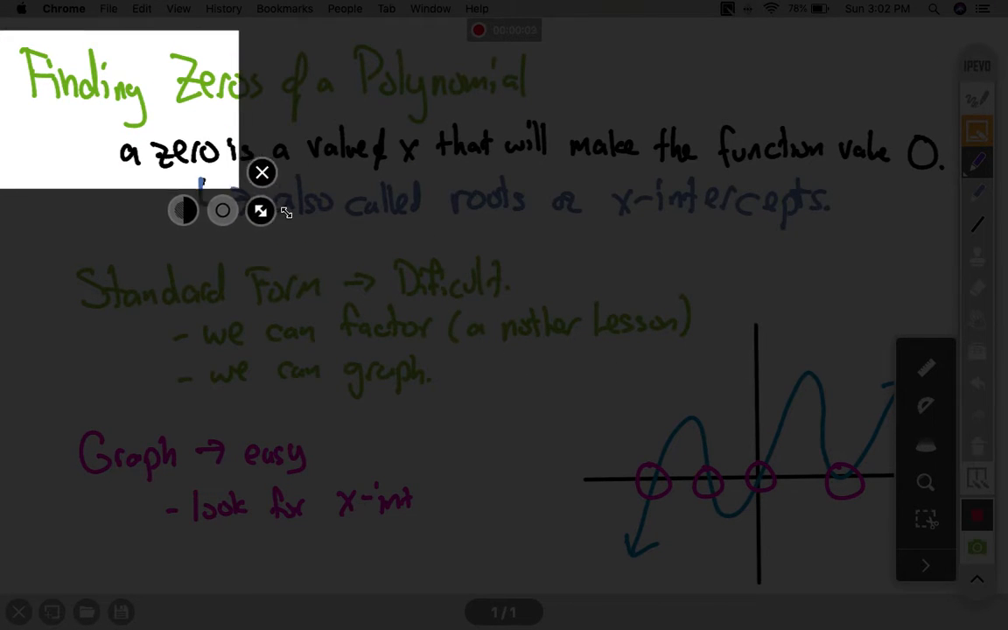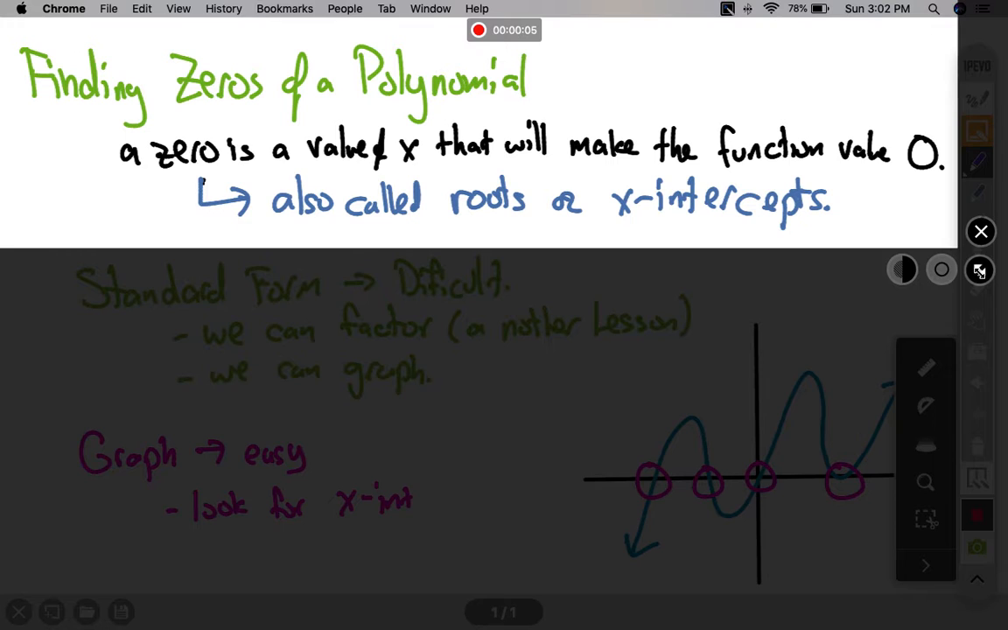In this video, we are going to review how to find the zeros of a polynomial. So again, a quick reminder: a zero is the value of x that is going to make the polynomial function value equal to 0. We also sometimes call this the root, sometimes an x-intercept. But we're looking for those x values that, when plugged into the equation, are going to make the whole thing equal 0.